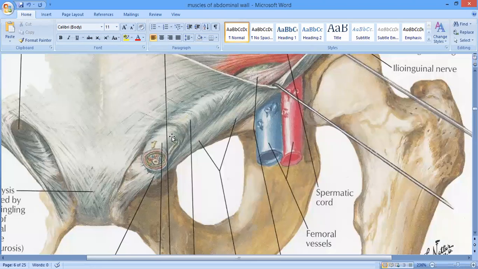And when the spermatic cord passes through this opening, it carries a fascia around it from the margins of this opening, and this fascia is called the external spermatic fascia. Is it clear, बच्चे? Problem तो नहीं है जी.